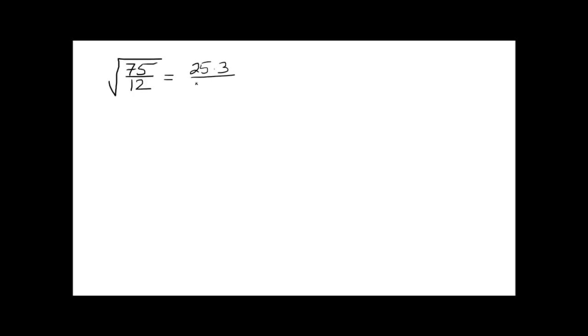And 12 is 4 times 3. So they have a factor of 3 in common. Those 3's divide out to leave just a factor of 1. So now we're taking just the square root of 25/4. That's the square root of 25 over the square root of 4, which is 5/2.